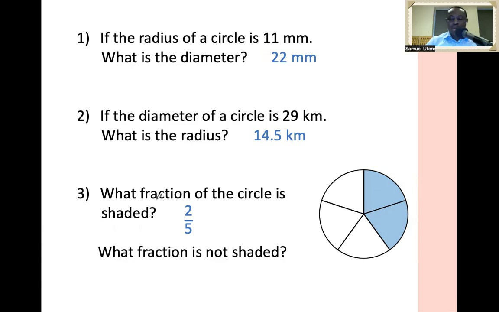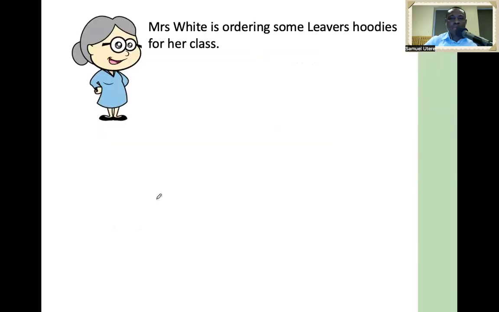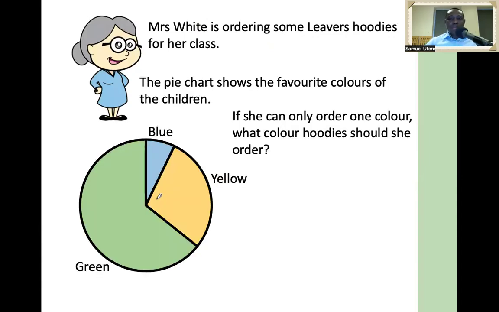I want you to have a think. Looking at this pie chart, which part represents the greater proportion? Imagine this was a pizza. Which one would you take? Of course, you will take the green part that represents the greater proportion. So Mrs. White should order green.